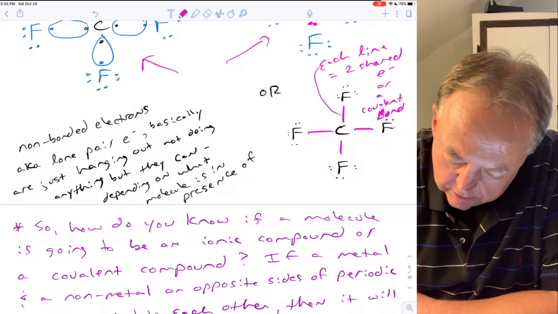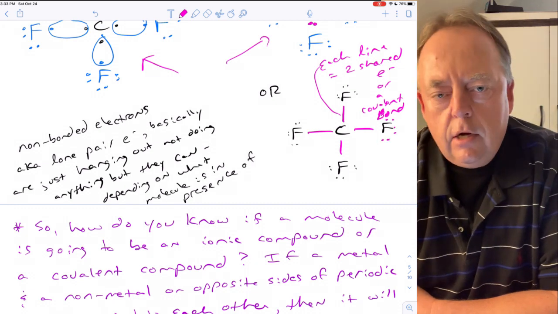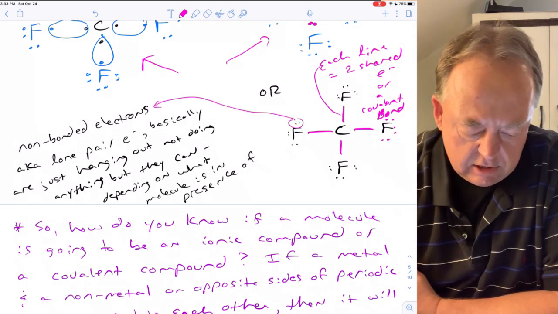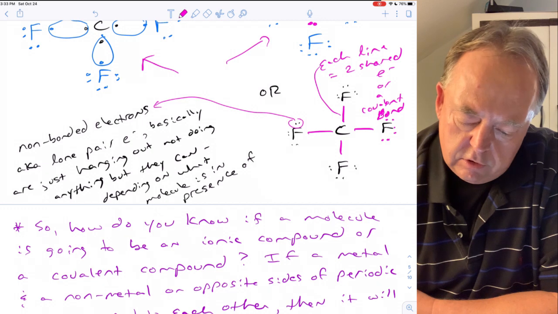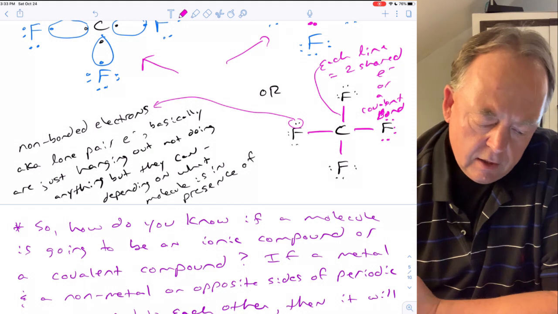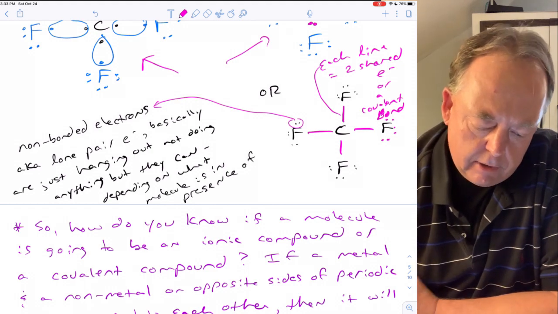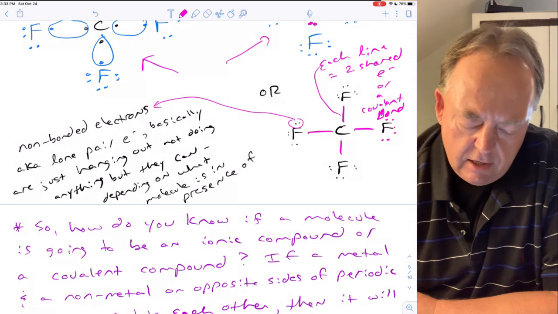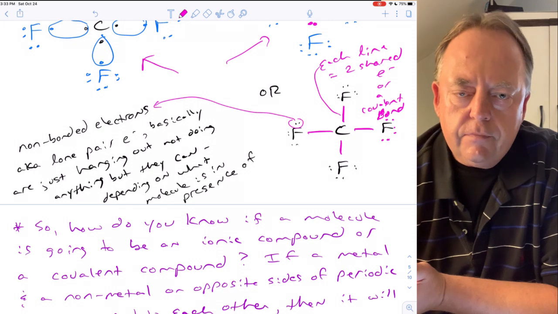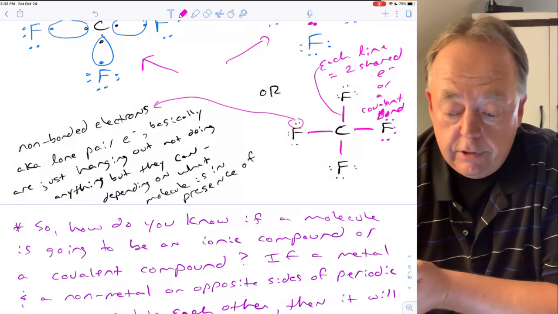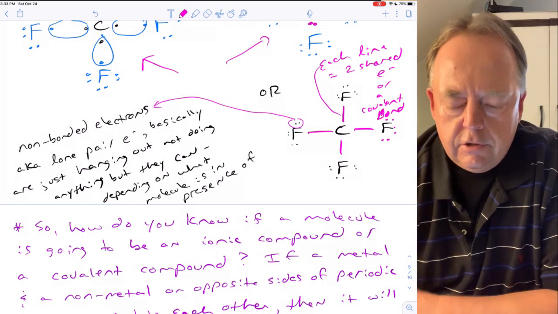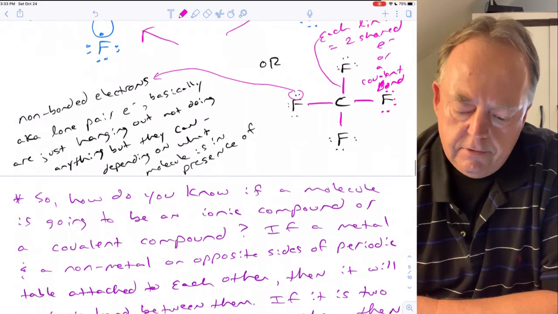Okay, and then each fluorine has 6 electrons that it's not using for anything. Those are called non-bonded electrons, or you see them called lone pair electrons. So each fluorine has 3 lone pairs, or 6 non-bonded electrons. Those 6 non-bonded electrons are basically not doing anything, they're just hanging out. But they are valence electrons, so they could do something. It just depends on if you gave the molecule something to react with, then those electrons could be utilized for something. But with a molecule of CF4, they're not doing anything. Those non-bonded electrons are just hanging out.